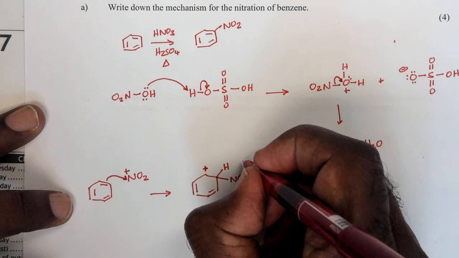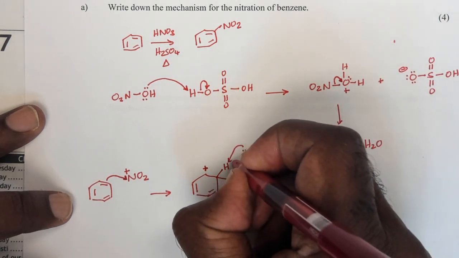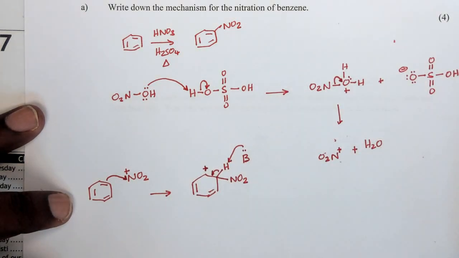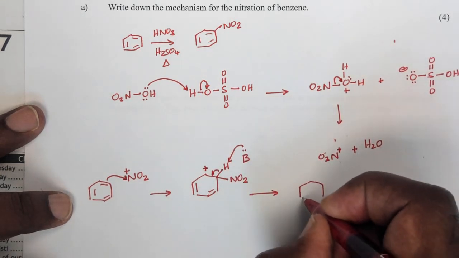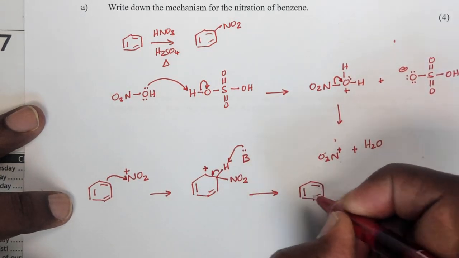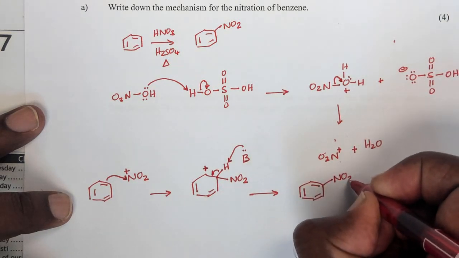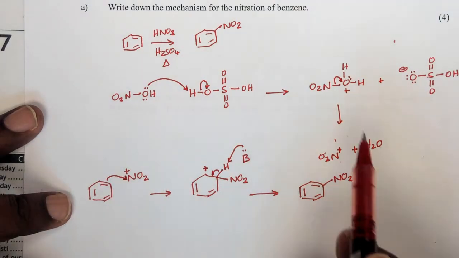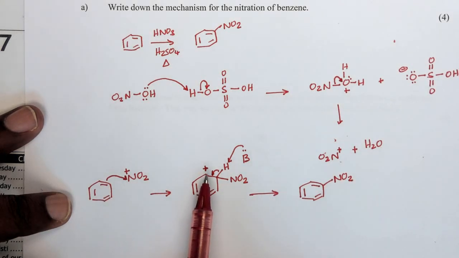Then you notice that any base can abstract that proton. I re-aromatize my aromatic ring again and get my product. These electrons here are now there, and you can see that in this mechanism I've got all my intermediates in here. I've got all the charges on my intermediates, right?